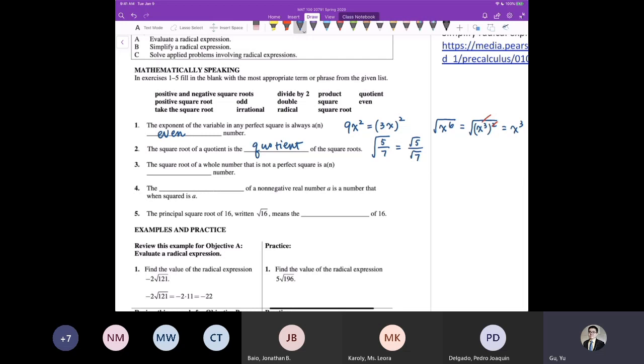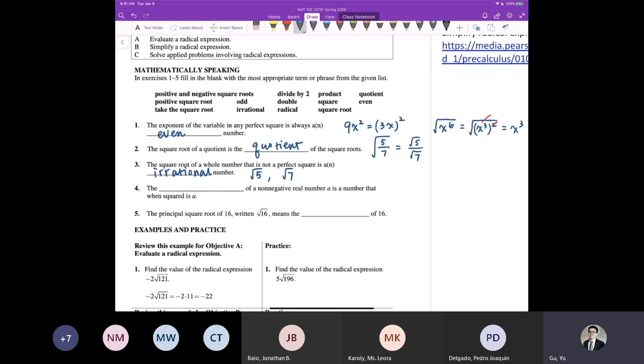Number 3, the square root of a whole number that is not a perfect square is a blank number. If it's not a perfect square, we cannot simplify the radical number, then it will become an irrational number. Like square root of 5 or square root of 7, these two, we cannot simplify them. We cannot get rid of the radical sign, so they are irrational numbers.